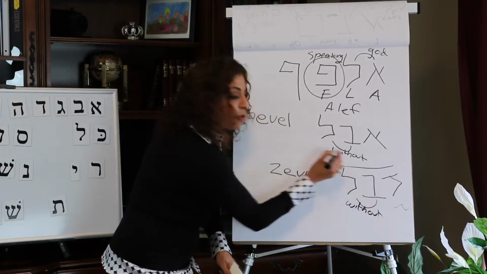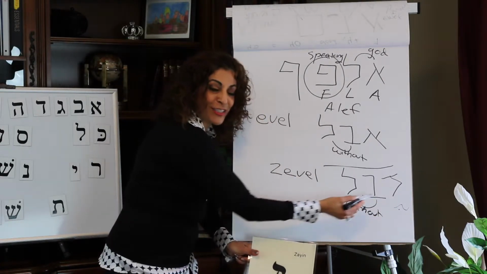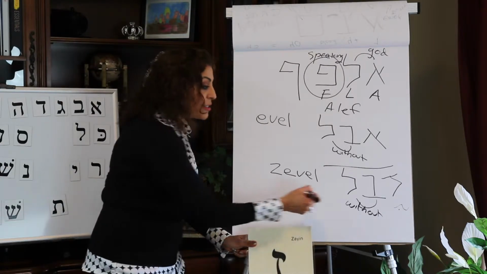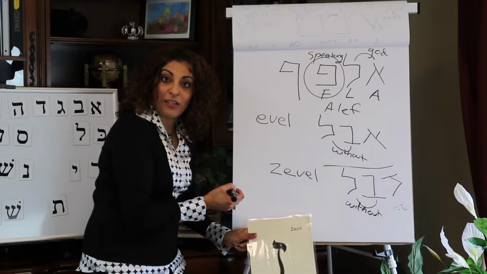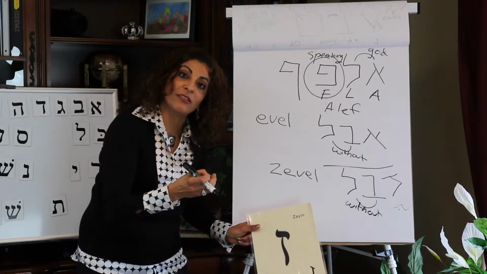Without, right? Same as without here. Without nourishment. What is something without nourishment? Garbage. Zevel means garbage. Without nourishment. Without something to nourish it.